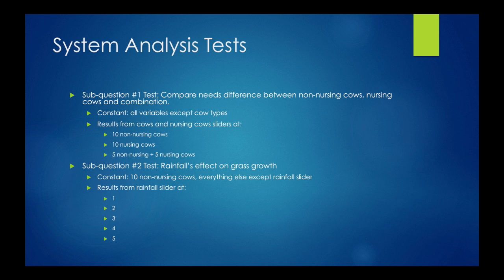So our second sub-question and test was to see rainfall's effect on grass growth. Constant here, 10 non-nursing cows, and everything else except the rainfall slider. So we ran tests with the rainfall slider set at 1, 2, 3, 4, and 5.